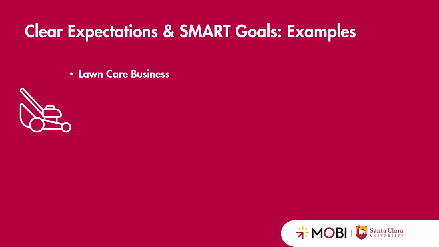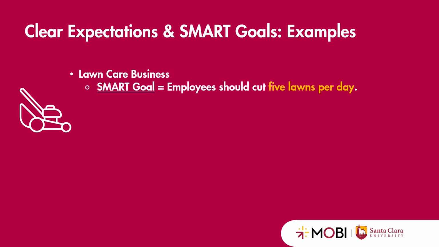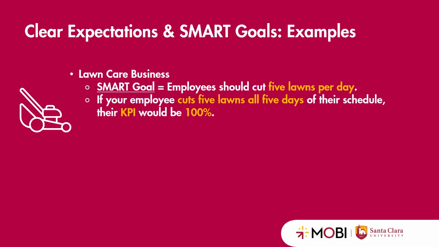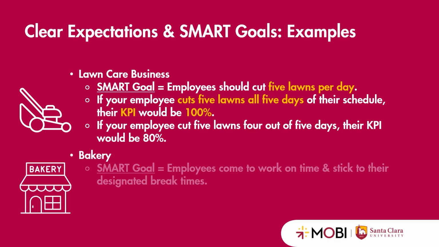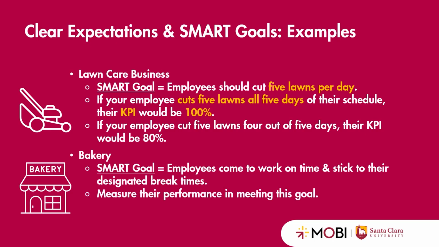For example, if you're a lawn care business, you might have a SMART goal that employees should cut 5 lawns per day. If employees cut 5 lawns in all 5 days of their schedule, the KPIs would be 100%. If your employee cuts 5 lawns 4 out of 5 days, their KPIs would be 80%. For a bakery, you could have a SMART goal that employees come to work on time and stick to their designated break times. You could similarly measure their performance in meeting this goal.